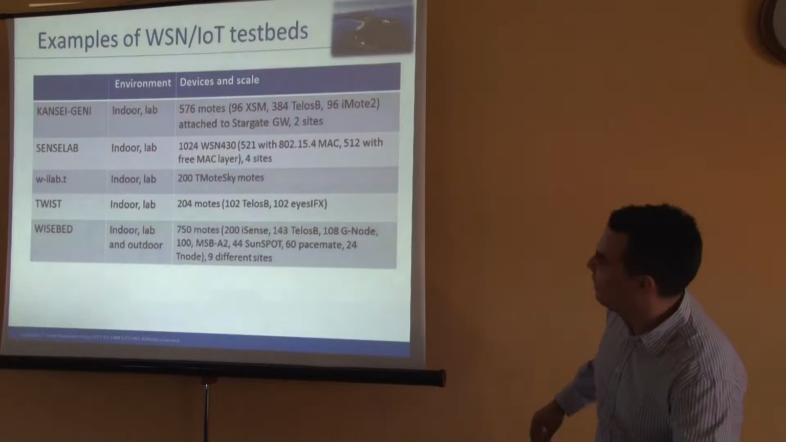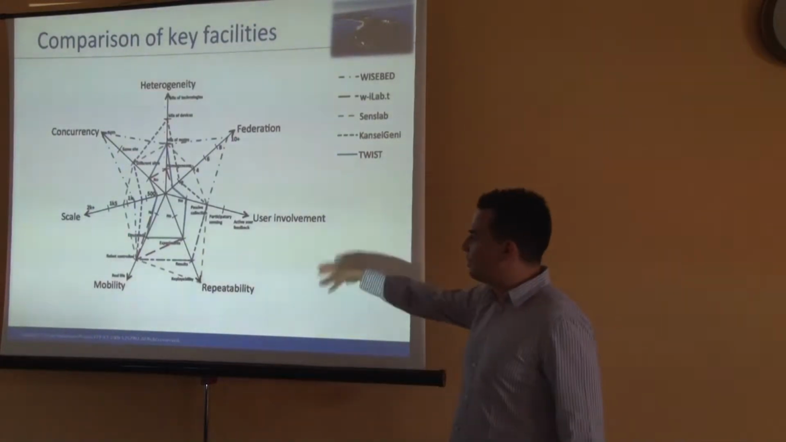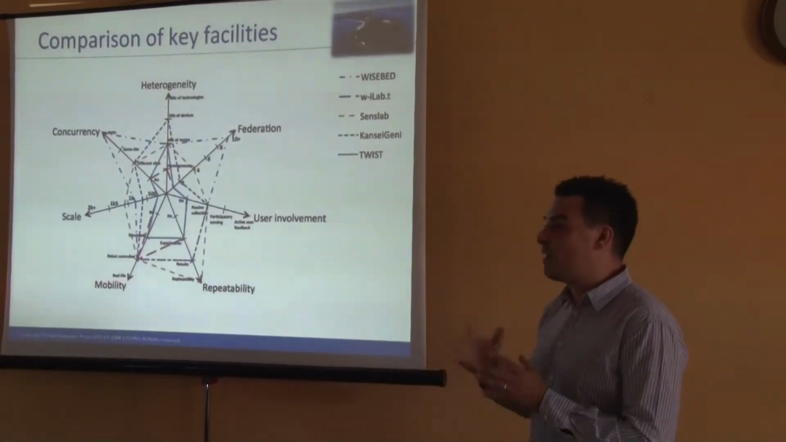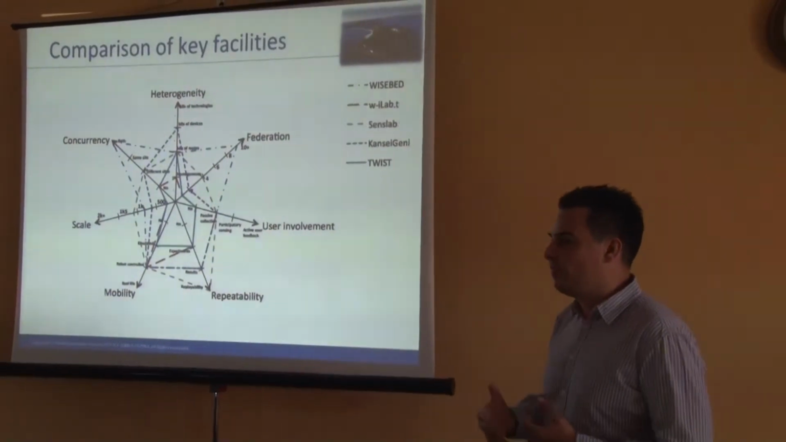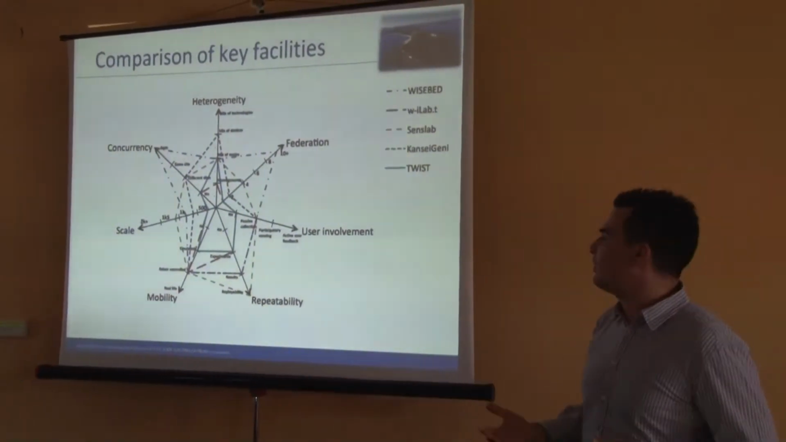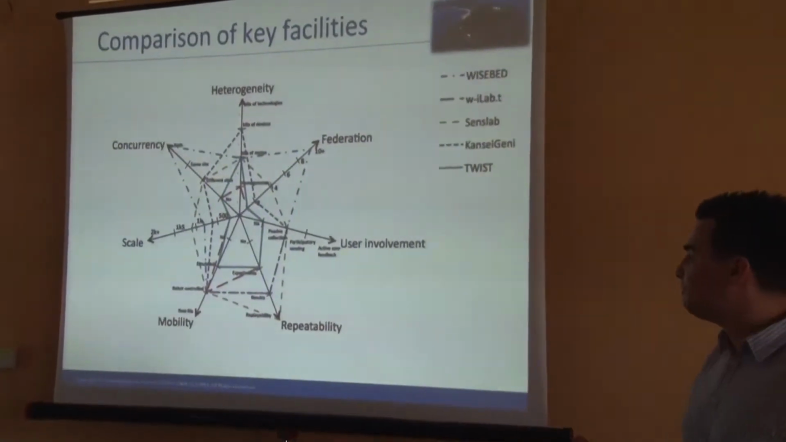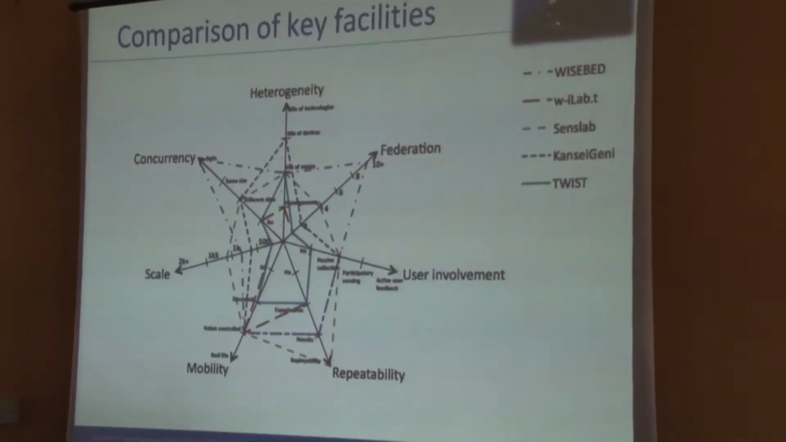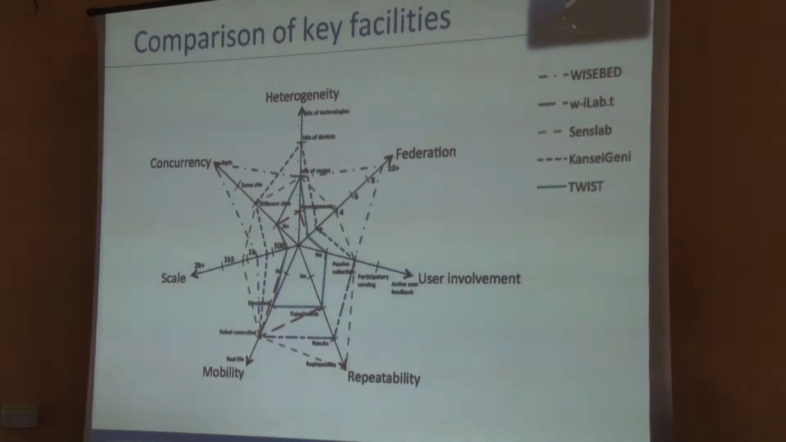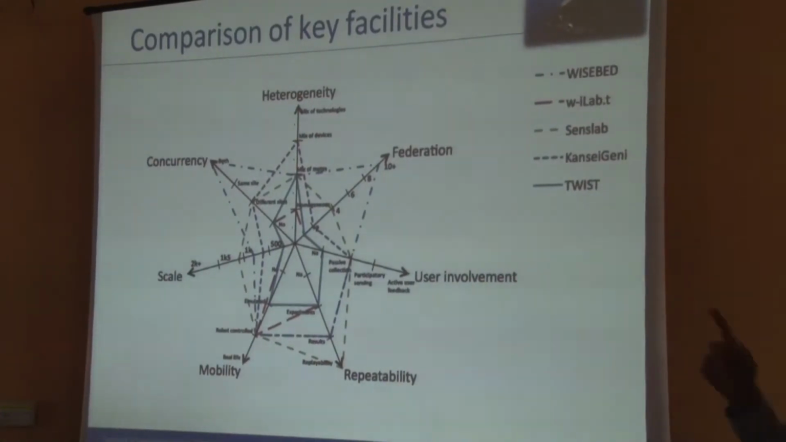But overall, looking at it, according to these different requirements and dimensions, you can still see quite a large gap between what the testbeds can offer and what future experimentation would require in this context. SmartSantander has tried to close this gap in multiple dimensions. On one side, for sure, heterogeneity and federation, but also scale, mobility, and overall the realism of the experimentation environment. Any questions so far?